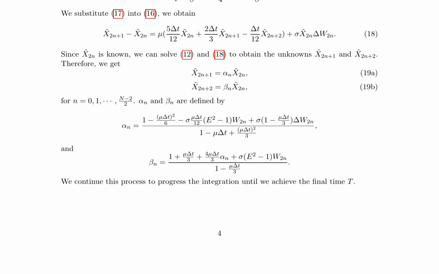The values of x(t) at t_{2n+1} and t_{2n+2} are calculated using equations 19a and 19b, where alpha_n and beta_n are defined by equations 20. These coefficients are functions of the model parameters, the time step increment, and the Wiener process increment W_{2n}. The process is continued until the final time T is reached. The key idea is to use quadratic interpolation to approximate x(t) in each subinterval, and then use the resulting equations to progress the integration.